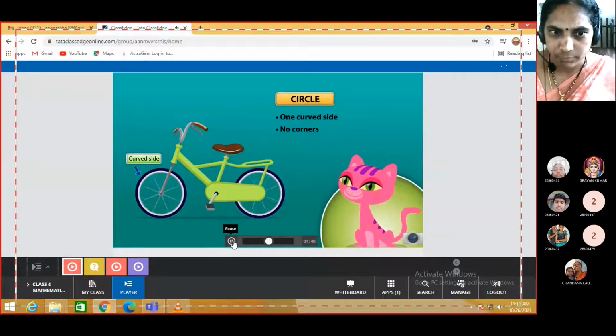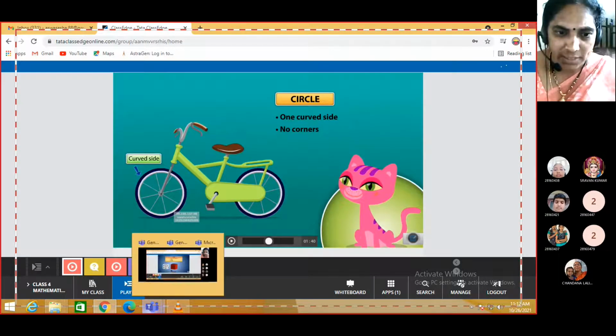It's called a circle. Yes, here the wheels of a cycle are given. So here no corners are there. It has only one curved side. So now let us move on with the next shape.